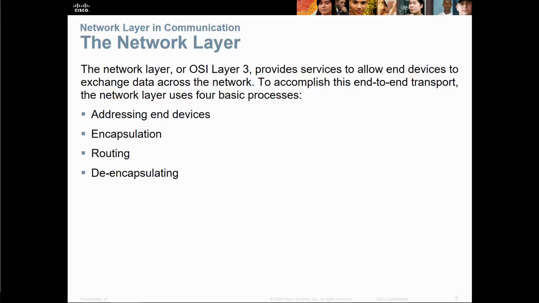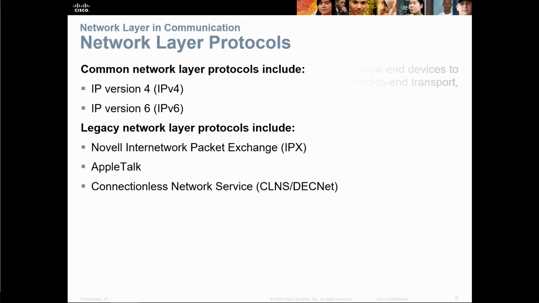At this layer, we focus on two main categories. We focus on our IP, and that is our logical addressing scheme. There are two major types, IPv4 and IPv6. Older protocols could be like IPX, AppleTalk, CLNS, NetBIOS, things like that.